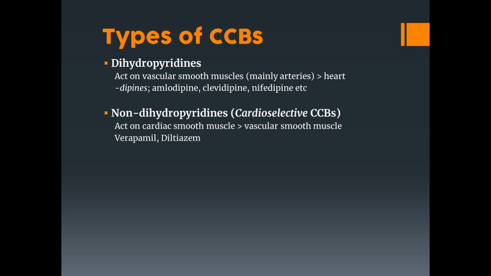Now, there are two types of calcium channel blockers, dihydropyridines and non-dihydropyridines. Dihydropyridines act on vascular smooth muscles more than cardiac smooth muscle. Their names are derived from the class of the drug. Their name carries dipine, which is included in the name of the drug. So amlodipine, clevidipine, and nifedipine. Non-dihydropyridines, on the other hand, are also sometimes called cardioselective CCBs. They act on cardiac smooth muscle more than the vascular smooth muscle, and they include only two drugs, verapamil and diltiazem.